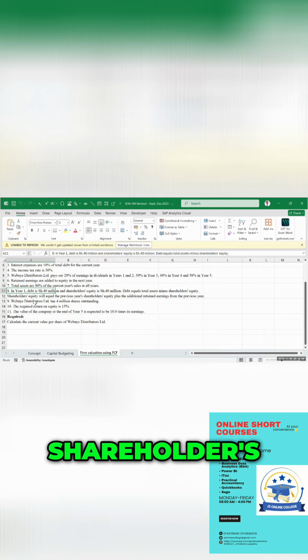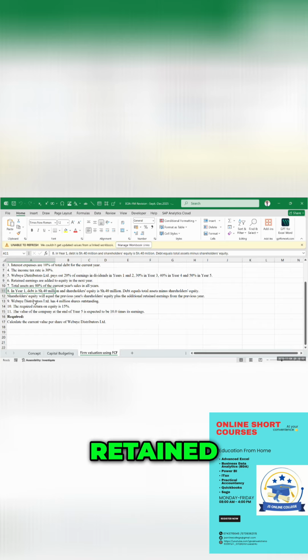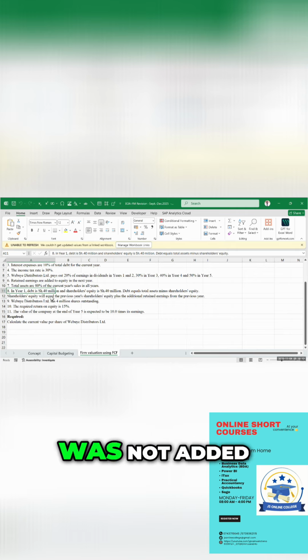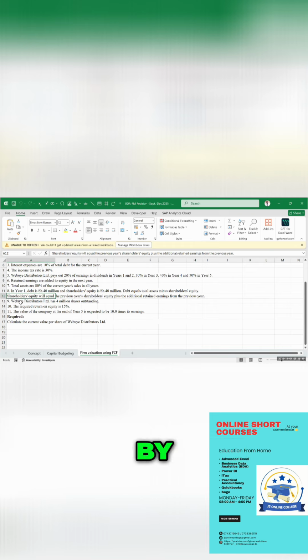We are told shareholders' equity will equal previous year's shareholders' equity plus the additional retained earnings from the previous year. The examiner extended that explanation there, or that advisory. And even if that was not added or given there by the examiner, of course, that is the reality.